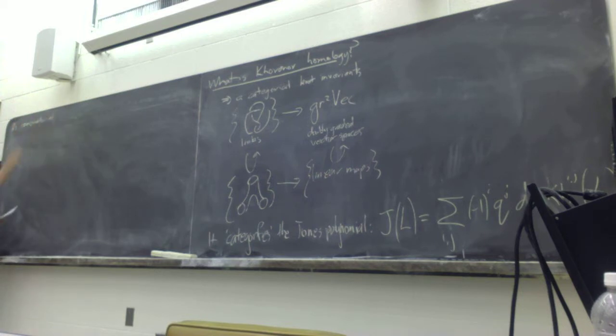The fact that it's combinatorial is both good and bad. I mean, it means that you can explicitly compute it, you can write computer programs. On the other hand, sometimes it's much harder to do topology, to see some of the structure. So what do we have?